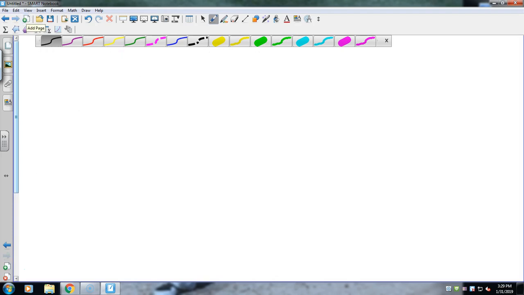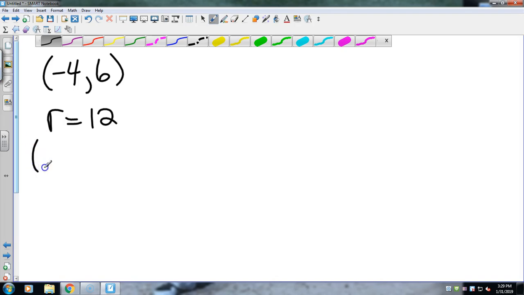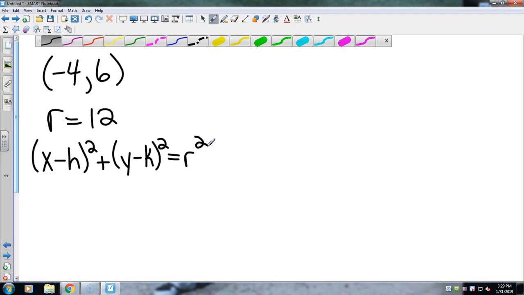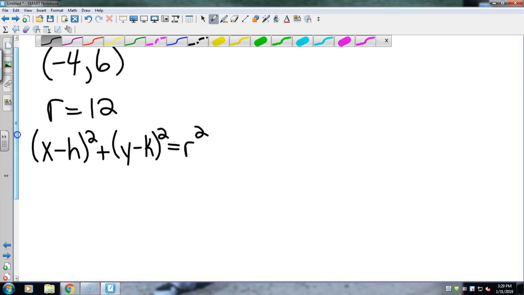Let's say I tell you I would have my center at -4, 6 and a radius of 12, and I want you to put that into the circle equation. So I'm going to write the equation again. It's x minus h squared plus y minus k squared equals r squared. So all we're going to do is plug those in and see what we got.